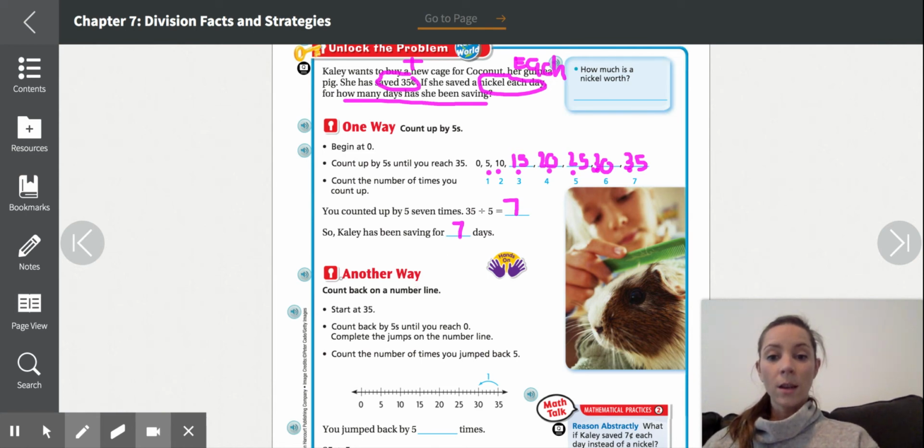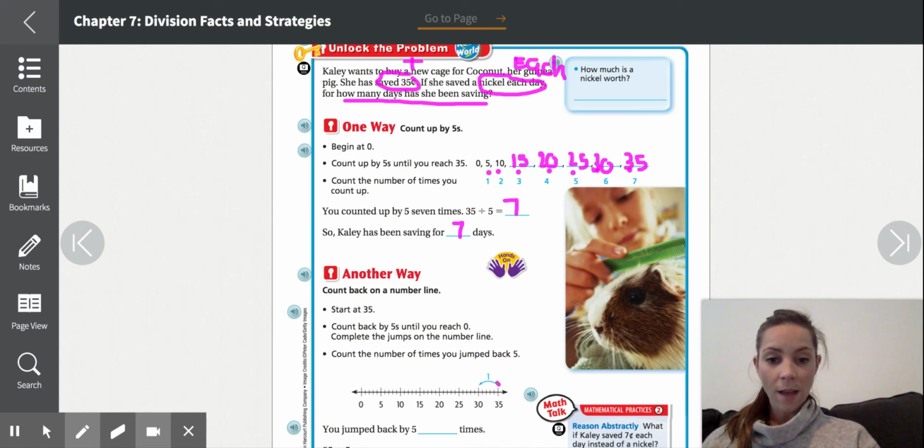Let's look at another way. You could count back on a number line. So you're going to start at the 35 right here, and I'm going to count back by 5s until I run out or until I reach 0. Complete the jumps on this number line to see how we do that.